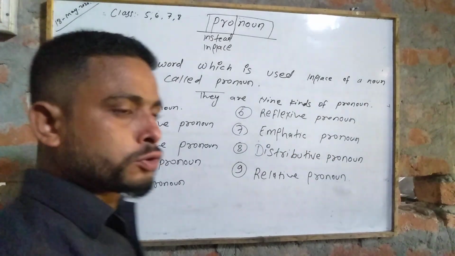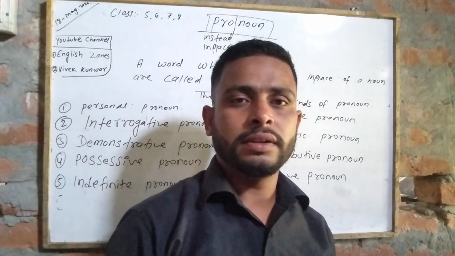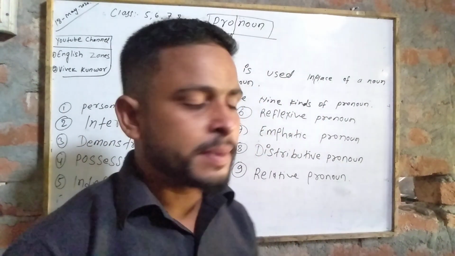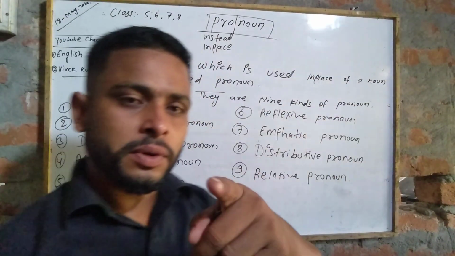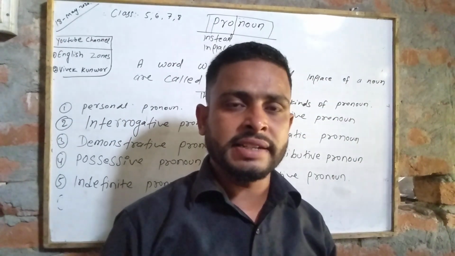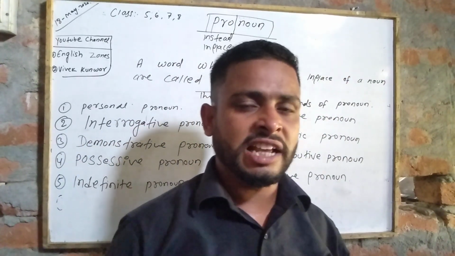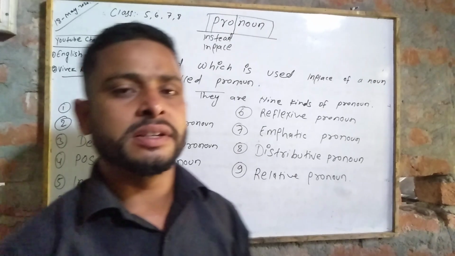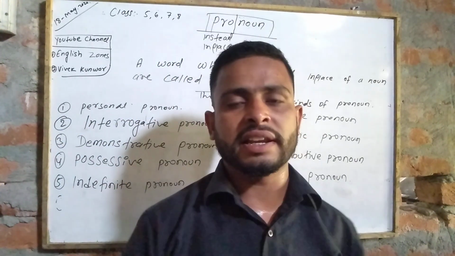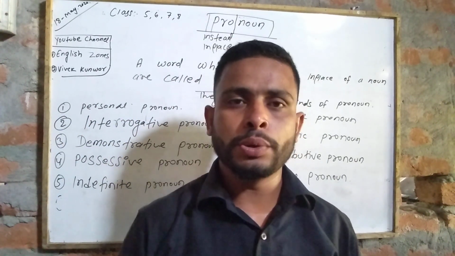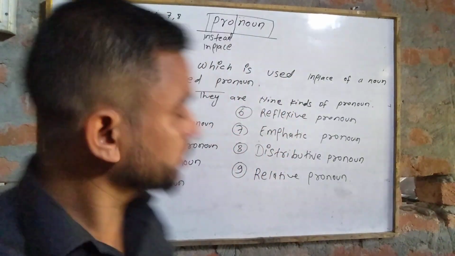Some of the books, some of the classes, 6, some of the 7, some of the 8, differ. I just told you the first slide that you must write according to this. In class 5 there are 6 types, in class 6 there are 9 types, in class 7 there are 8 types, in class 8 there are 9 types. So you can write according to your class.